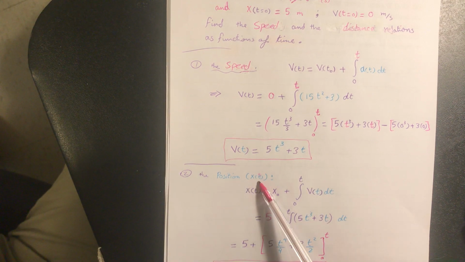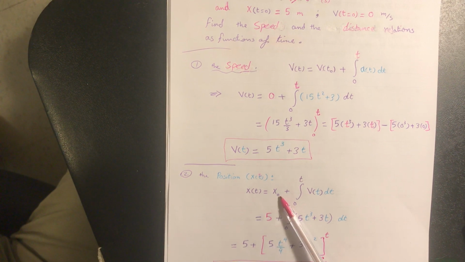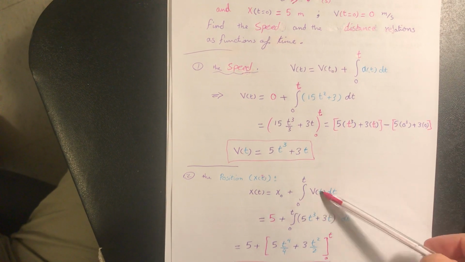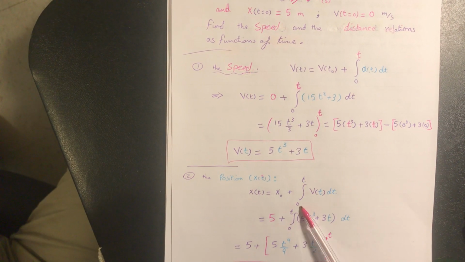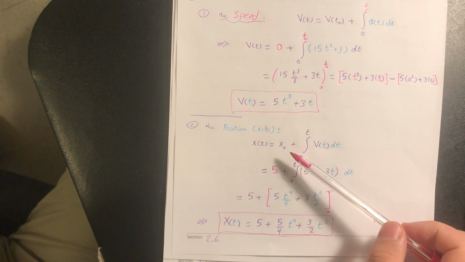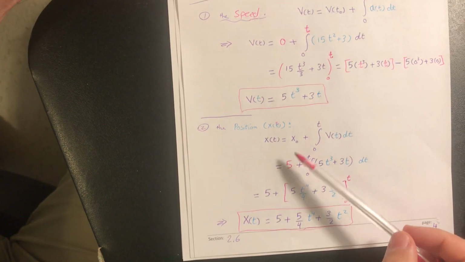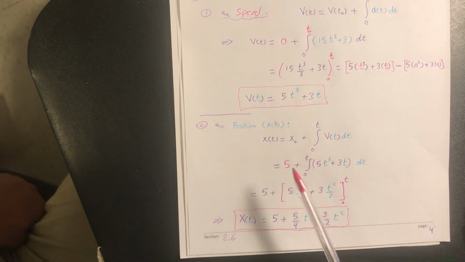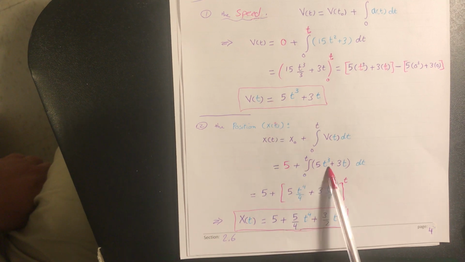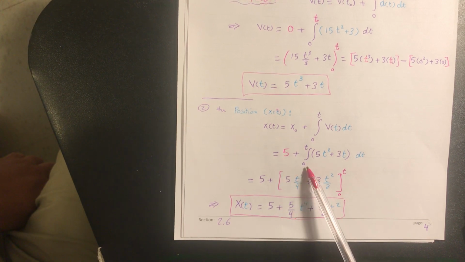Now we can find the position. We need to integrate again. X of t is equal to x naught plus the same relation, but we change x and v to x, and acceleration to v as a function of time. Integrate from 0 to t. But the initial position is x at t equal to 0, x equal to 5 meters. Then x naught is 5. The integration of the velocity function, 5t cubed plus 3t dt, from 0 to t.